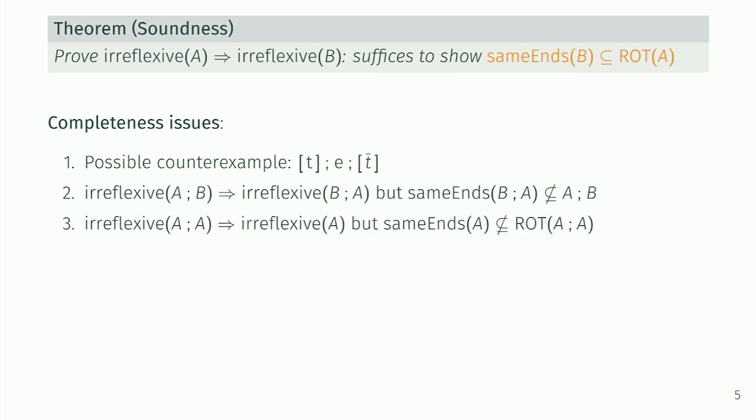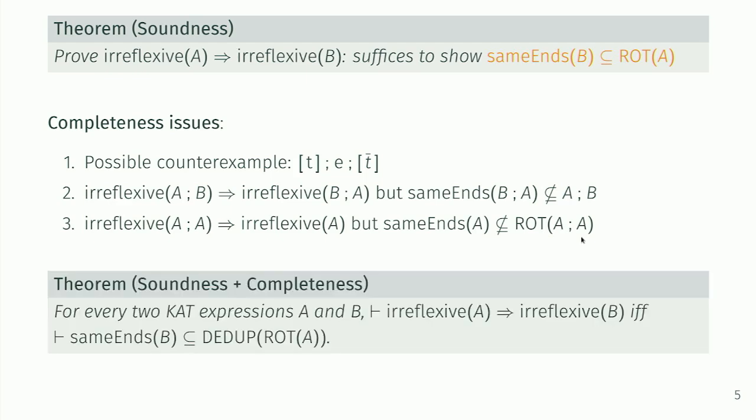And the final issue is that I know that irreflexive AA implies irreflexive A, but then A is not included in AA. In order to fix this, I do the same trick that I did before, similarly to how I took the rotational closure before. Here I'll take the deduplication closure. So if AA is in my language, A will also be in my language. And if I do that, then I get soundness and completeness. So irreflexive A implies irreflexive B if and only if same ends of B is in the deduplication closure of the rotational closure of A.